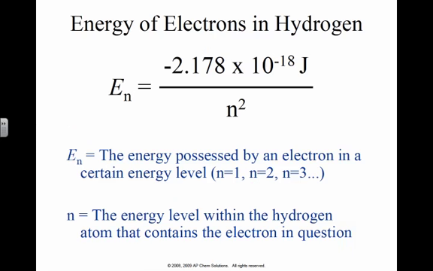I can take hydrogen, any energy level that I want, plug it in right here, and it'll solve for how much energy it takes for that electron to orbit in that energy level. So, the energy possessed by an electron in a certain energy level, I just plug in this energy level. If it's in the first, second, or third energy level, I plug it in right here, and I take this number, which is called the Rydberg constant, I'll always give that to you, and I divide it by the energy level squared.